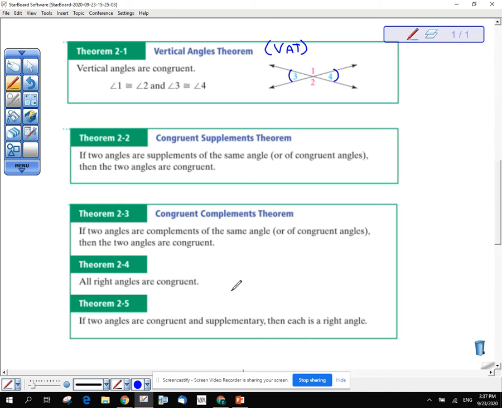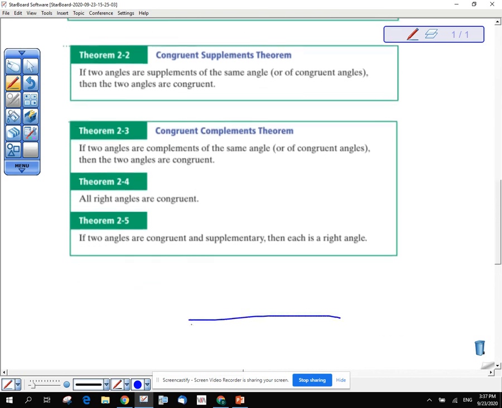Should be obvious. How about this obvious one? All right angles are congruent. Congruent means equal measure, so all right angles have a measure of 90 degrees, so all right angles are congruent. And then lastly, this last one says if two angles are congruent and supplementary, then each angle is a right angle. Think about that now. We've got two angles. They're congruent, and they add up to 180. They're the same measure, and they have a sum of 180. Wouldn't that mean that they would have to actually be right angles, 90 degrees and 90 degrees? If two angles are congruent and supplementary, both things, then each is a right angle. Oh, yep, that's all.